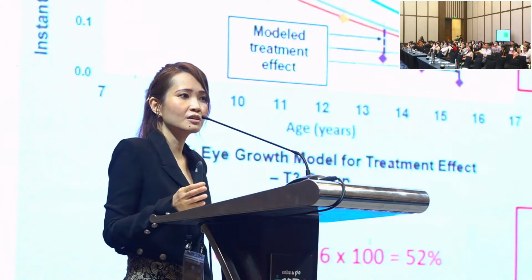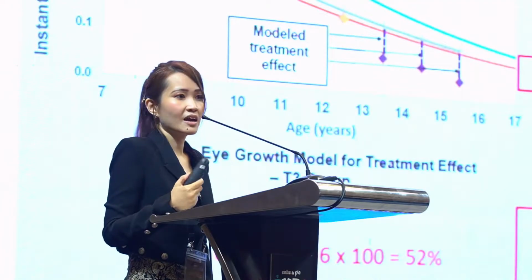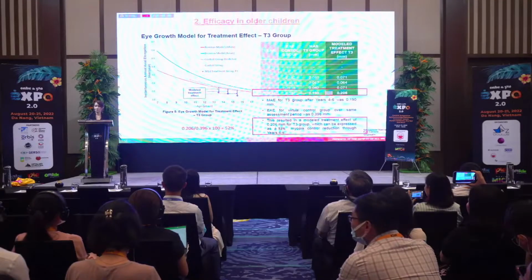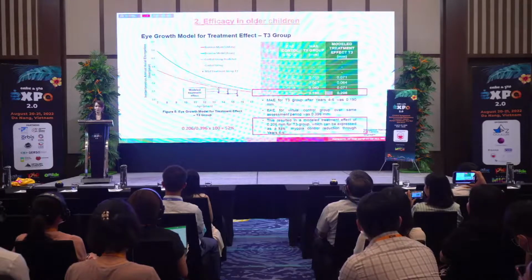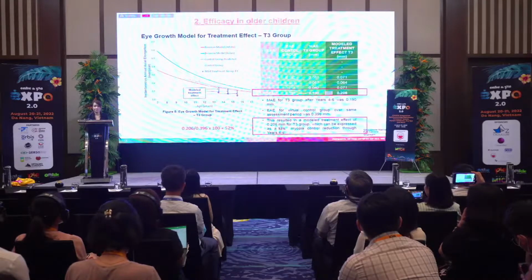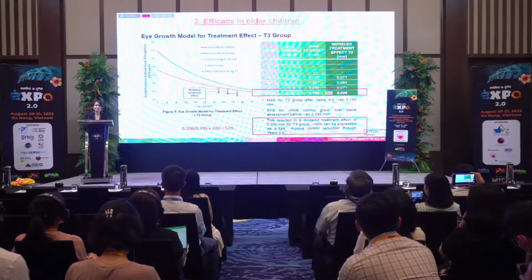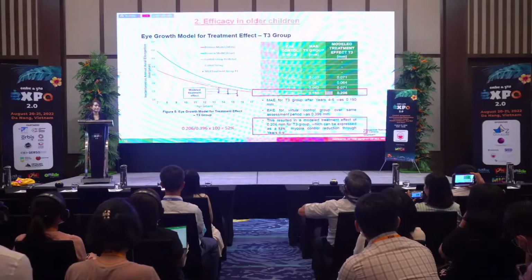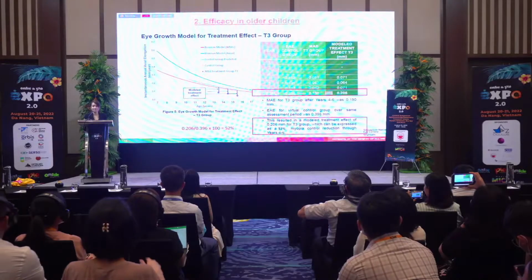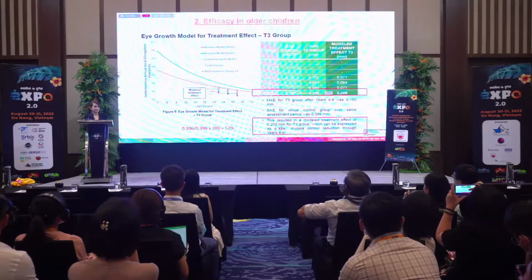So on the left-hand column, we see the estimated axial elongation in the control group, which is about 0.396. And for the measured T3 group with MiSight use for the last 3 years, it is 0.19. And this works out to another 52% reduction in myopia progression, even if you start later on in older children and for 3 years.